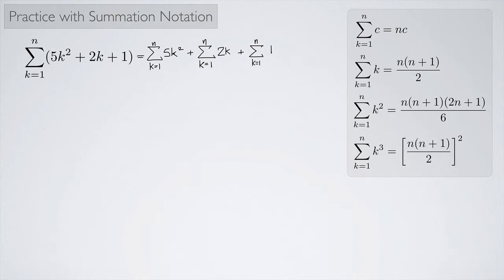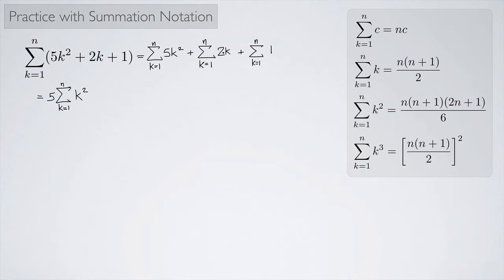So now what I want to do is figure out how I can break this apart. Well, these constants here, this 5, that does not depend on k at all. That can come outside the sum. So I can rewrite this first sum as 5 times the sum from k equals 1 up to n of k squared. And then I can do a similar thing here.